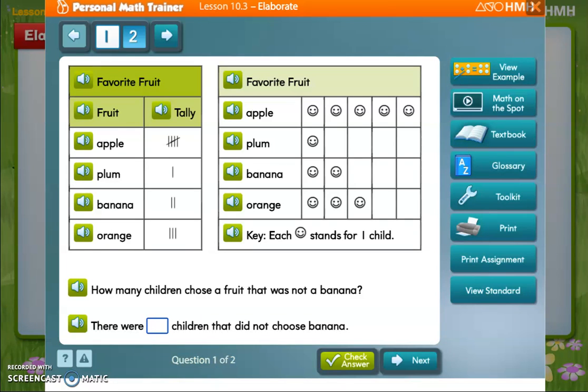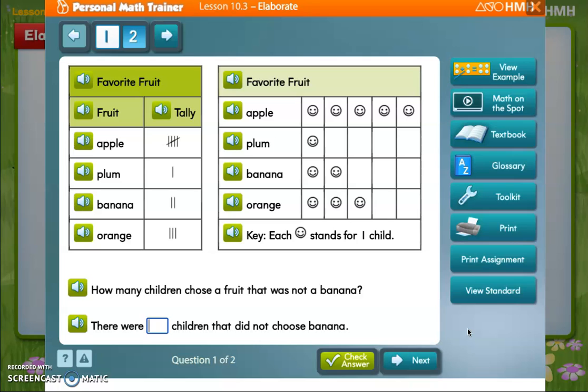Okay, so it looks like for question 1, we have a tally chart here about favorite fruit, and then somebody used that data from the tally chart and made a picture graph to show favorite fruit. So now let's see what the question is asking us. It says, how many children chose a fruit that was not a banana?